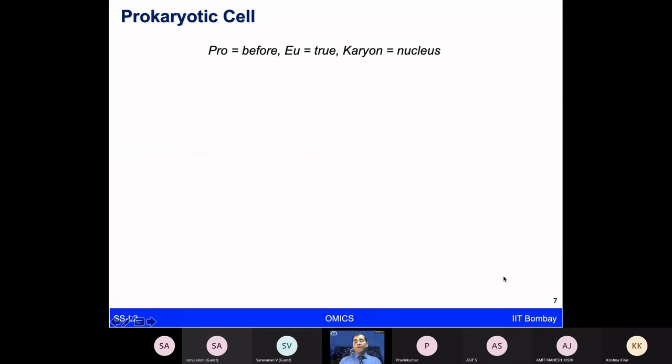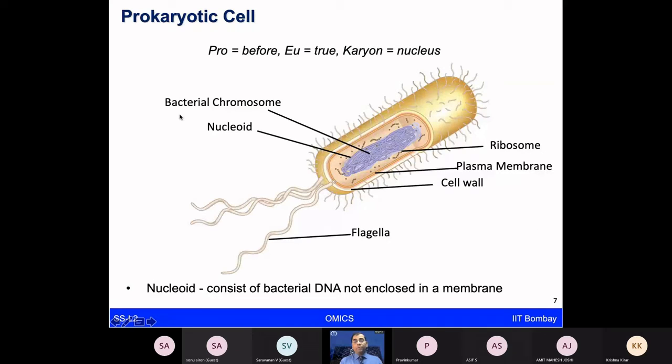So these cells are broadly grouped into two different groups. One is the prokaryotic cell, the other is the eukaryotic cell. In the terminology of prokaryote, pro means primitive, very old, before, and eu is true. The term karyon refers to the nucleus. So if we have a very primitive nucleus, that is the prokaryotes. When we have a very well-defined nucleus with a nuclear membrane, that is known as eukaryotes.